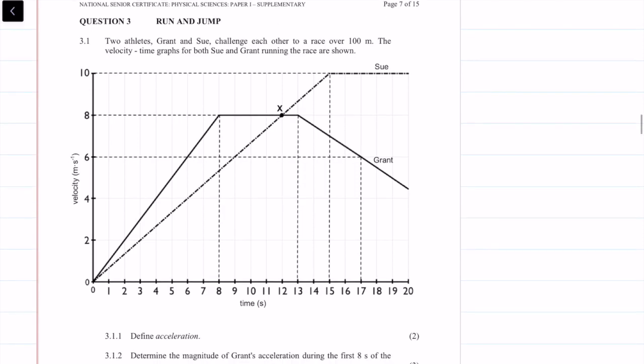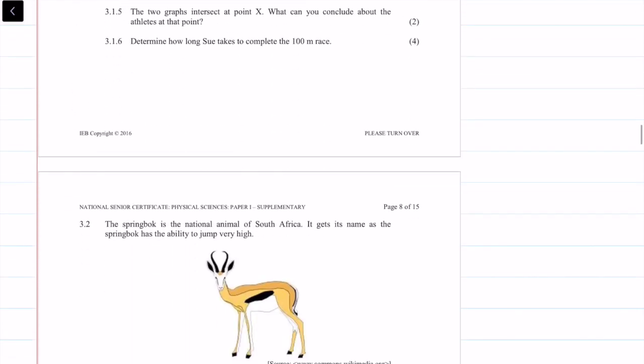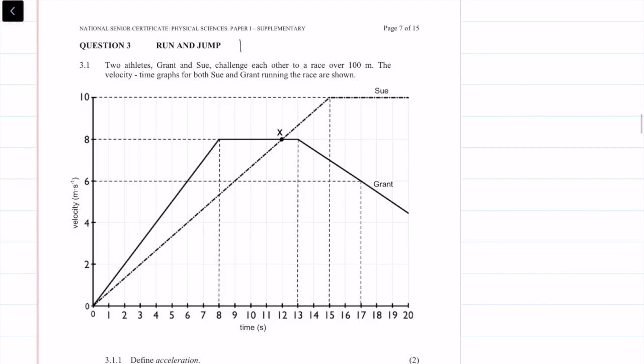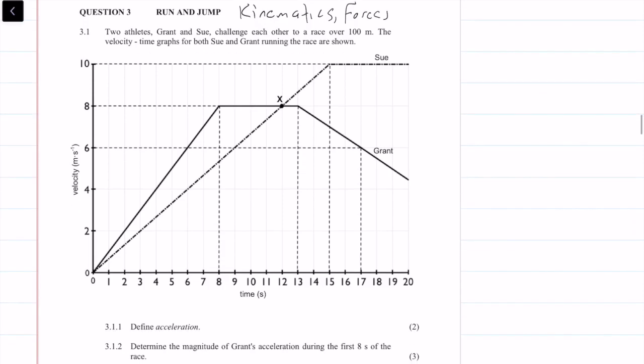Okay, so it's called Run and Jump. It's mostly about kinematics and a bit of forces, I would say. So just to give you guys an idea, let's say kinematics and forces. Yeah, so you guys know what sections this is about.